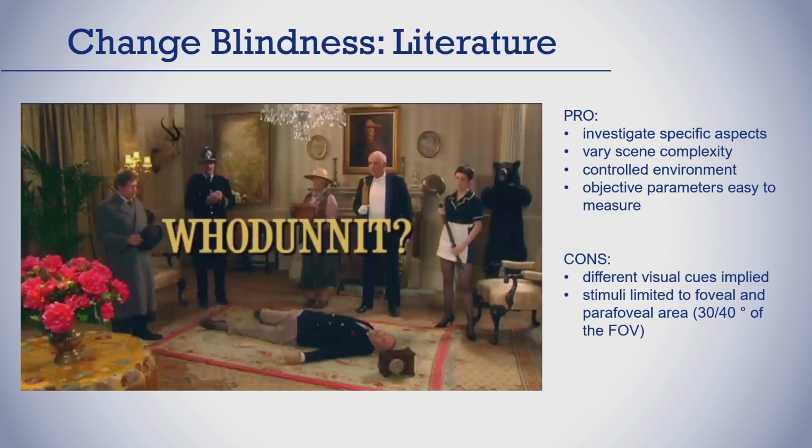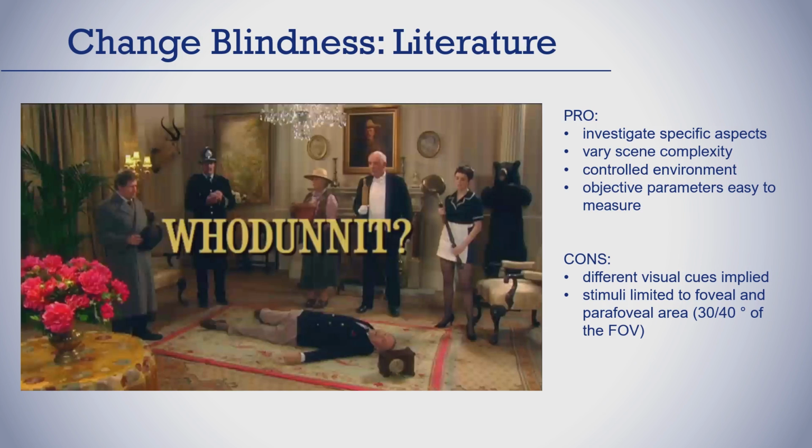So, what is the pro of using images and videos? We can investigate the different aspects, as I said before, the color, the dimension, the shift. You can vary the complexity of the stimulus. We can use complex images or geometric images, lines, and so on. We can control the environment, and we can measure parameters.